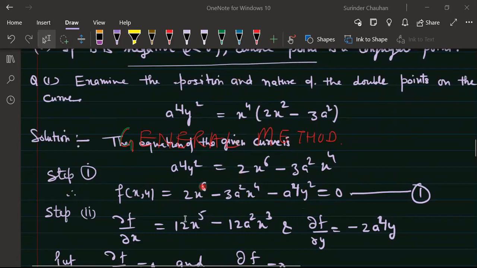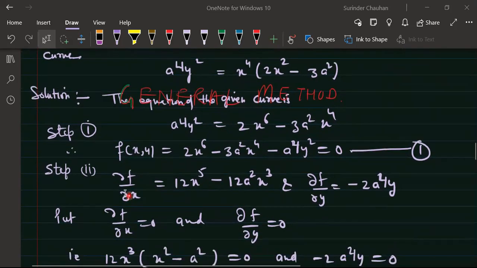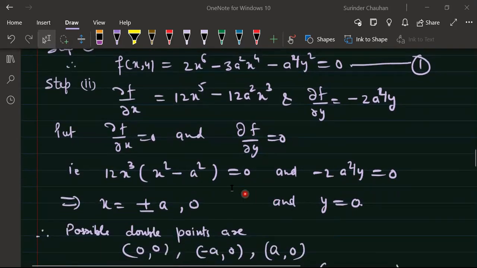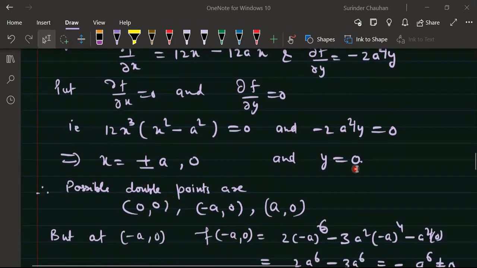Now, differentiate f. First step: differentiate f of x y with respect to x, then y, then put them equal to 0. Then solve these two equations for x and y. From x, we got x is equal to plus minus a and 0. And from this, we got y equal to 0. So the possible points are: we got 3 values of x and 1 value of y. So take their order here: 0, 0; a, 0; minus a, 0. Order here: x, y.